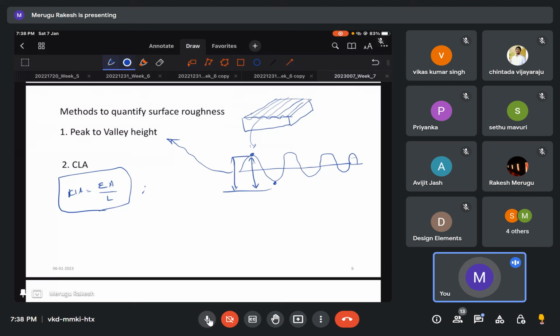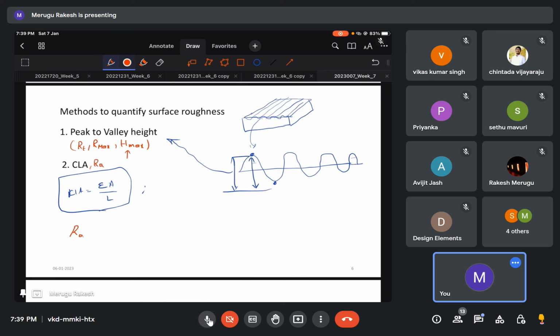So now I'm discussing the CLA value. There is one more formula I can write for the same. These are the notations that we generally use for this. For the peak to valley height, generally we use Rmax. These are some of the notations that we use for this type of measurement values. Peak to valley height is Rt, Rmax, Hmax. You might be familiar with this Hmax. I will discuss it in a while.